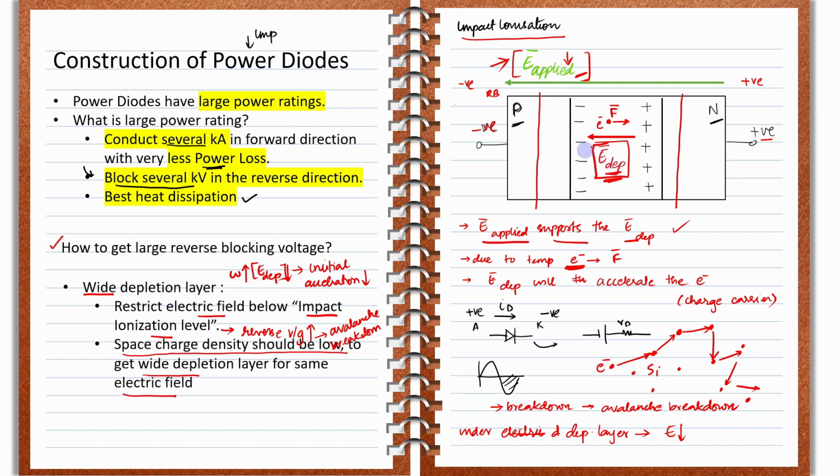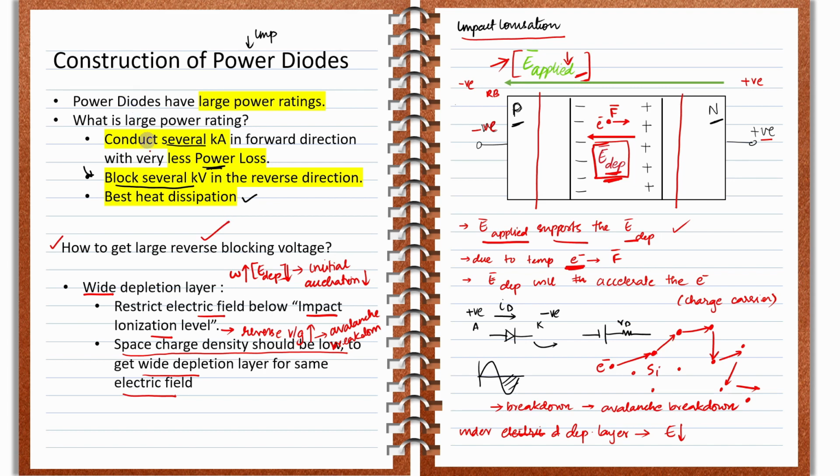So naturally, if you have fewer charges, if the doping is very low, you will have very few charge carriers here. So to produce the same electric field, you will get a wide depletion region. Once these two conditions are met, you know that you are naturally going to get a higher reverse blocking voltage. So that is how the reverse blocking voltage increases.